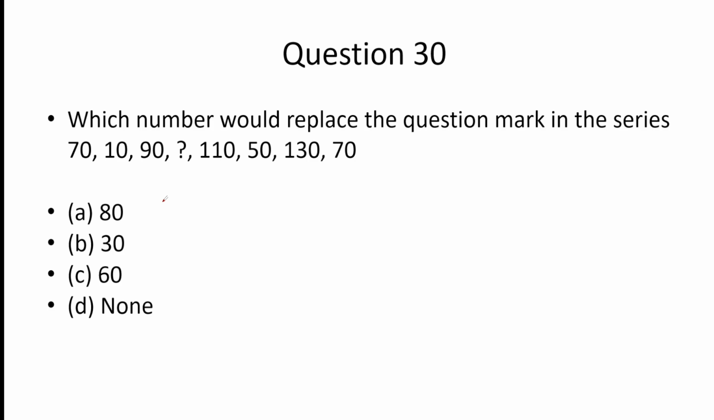Okay, next question. Which number would replace this? This is the series we have. When you look at this series, it is an alternating series: 70, 90, increasing by 20. We have to find what will come in this question mark. 50, 70, a 20 increase. So what should be in this question mark? It should be 30, because if you put 30 here, it is 10, 30, 50, 70, a 20 increment.